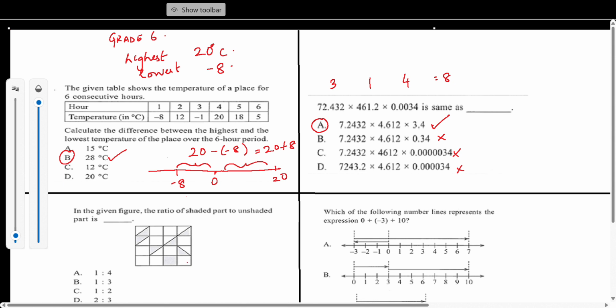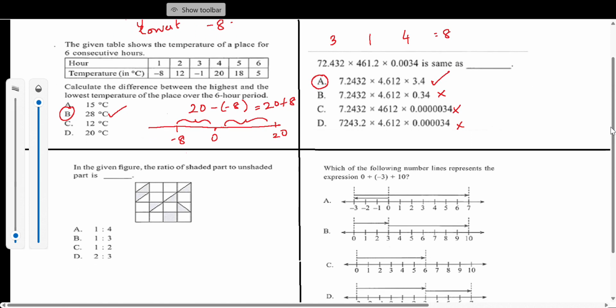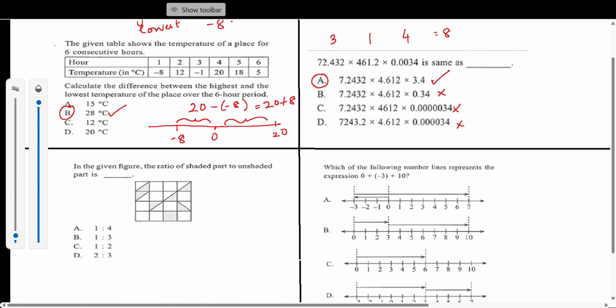Coming to the question on the bottom left. In the given figure, the ratio of the shaded part to the unshaded part. Now, if you see 1, 2, 3, 4, 1, 2, 3, 4, it's a 4 cross 4 grid. So, totally 16 squares or checked boxes that you can see. Let's see how many are shaded. Of the 16, 2 triangles can make up for 1 square.